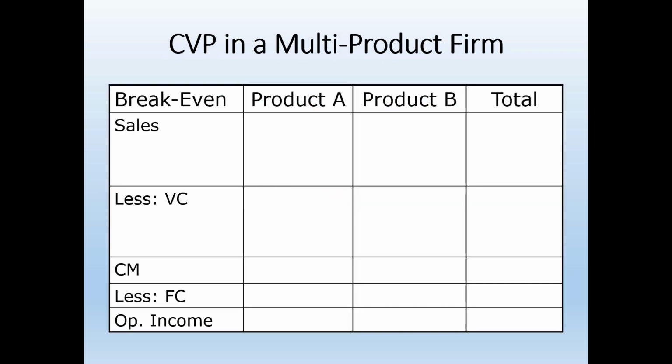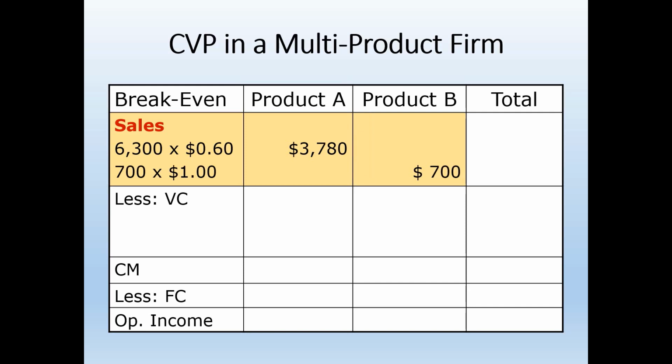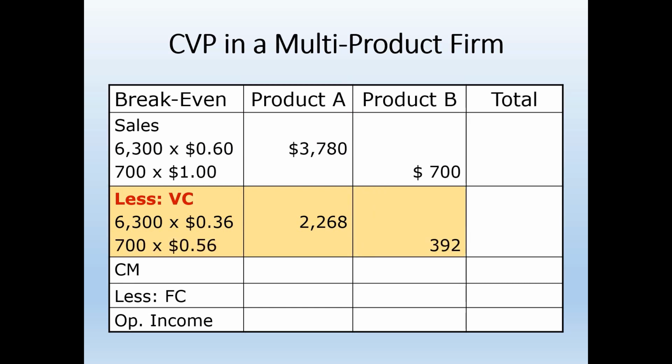We can also check our work in another way by figuring out how much operating income this mix would make. If we sell 6,300 units of product A, we can figure out at 60 cents per unit how much sales revenue that would generate. We can do the same thing for product B by multiplying the 700 units we expect to sell times its sales revenue per unit. We can do the same thing for variable costs. Multiply the 6,300 units of A times its variable cost, and multiply the 700 units of product B by its variable cost.